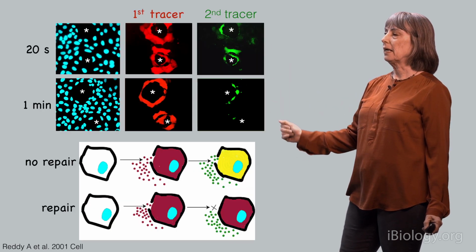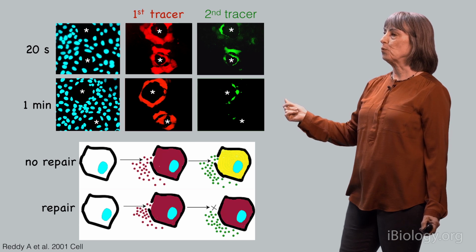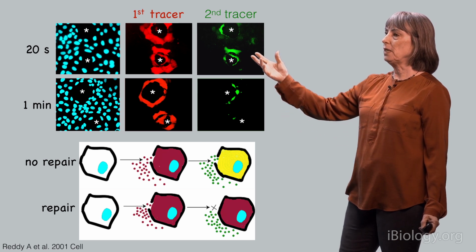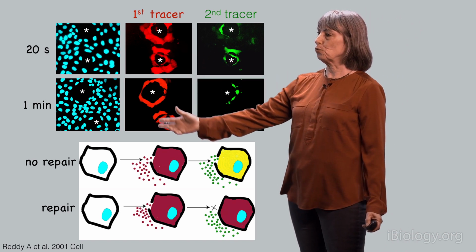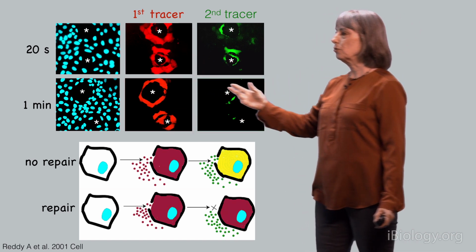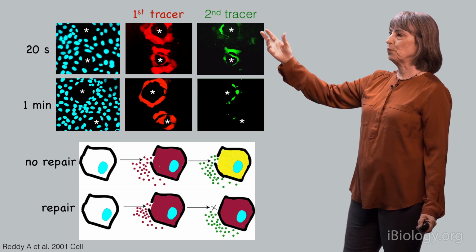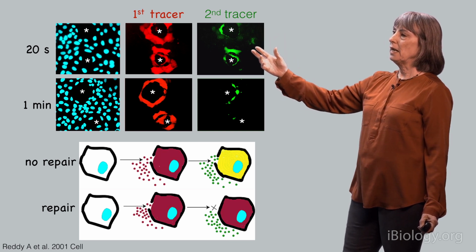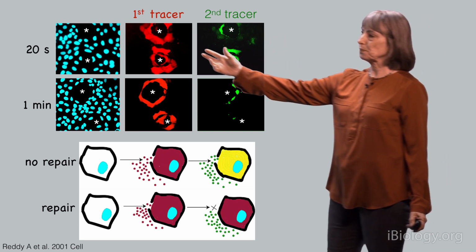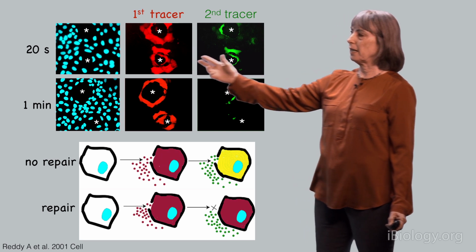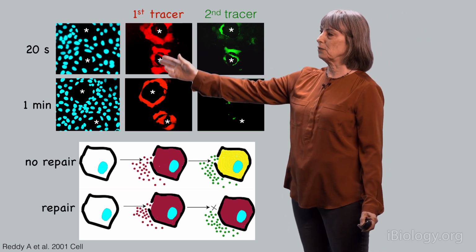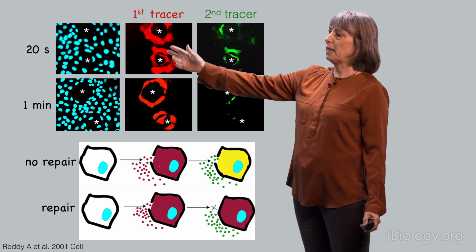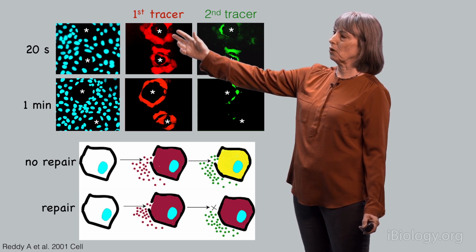We can then come with a second membrane impermeant dye, in this case a green dextran, and we can change the timing in which we add the second dye to see the process of repair. So for example, in this first example here, we waited 20 seconds between adding the red dye and then adding the green dye. And this monolayer here was hit in two places by the beads. And we see here all the cells that got injured.